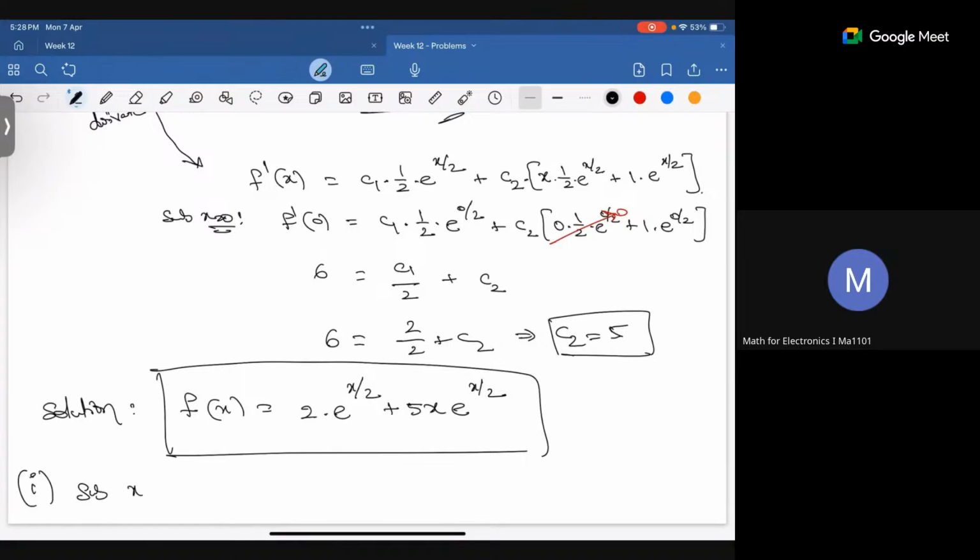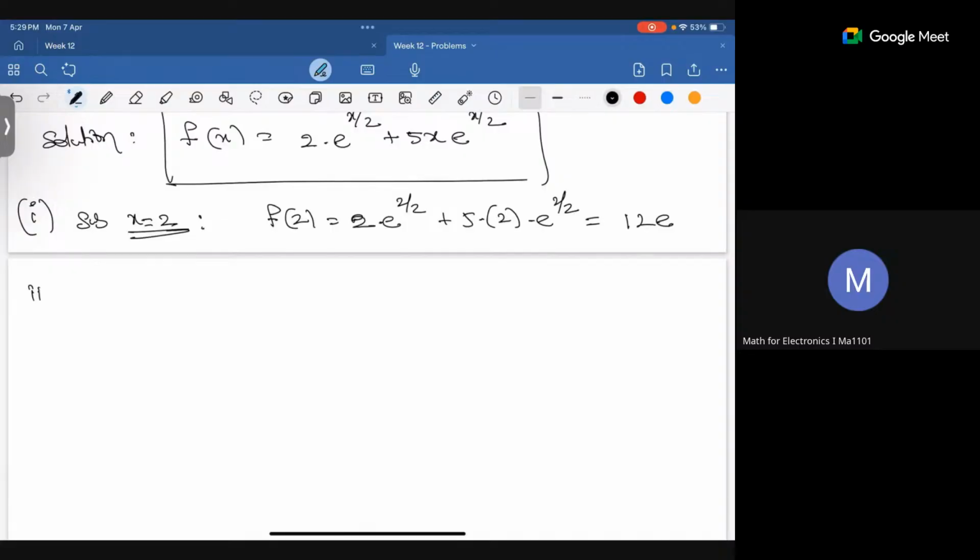Substitute x equals 2. I'll have f of 2 equals 2 into e power 2 by 2 plus 5 into 2 into e power 2 by 2. So 2 by 2 is 1. So 2e plus 10e, which will give me 12e. Right. So e, we know, is approximately 2.71. So you substitute it, 12 into 2.71, and get an approximate value for it.